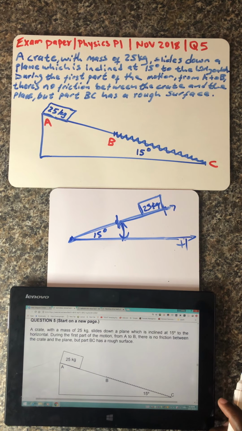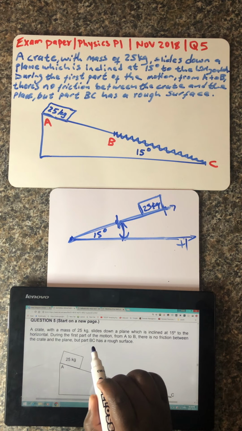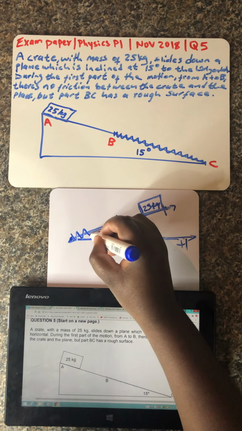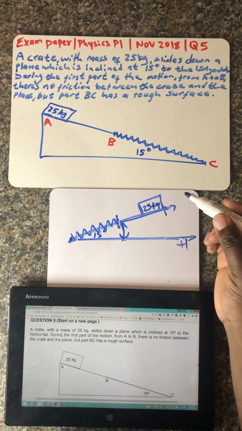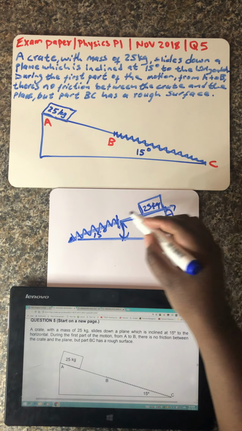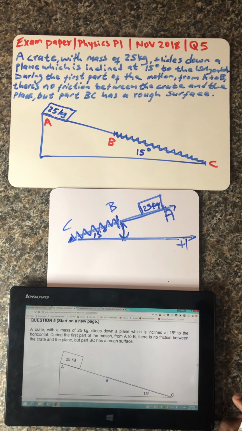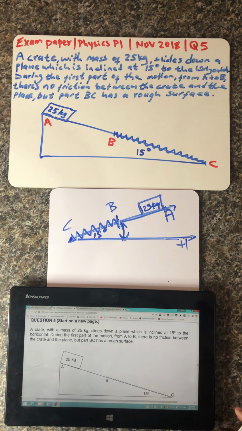Okay, so then they say but part BC has a rough surface, which means this is the part which is rough. So that means there's frictional force on that part. So obviously they've just indicated in terms of letters to say this will be A, this will be B, and this will be C. So can you see, guys, this diagram, it's almost the same as that diagram.